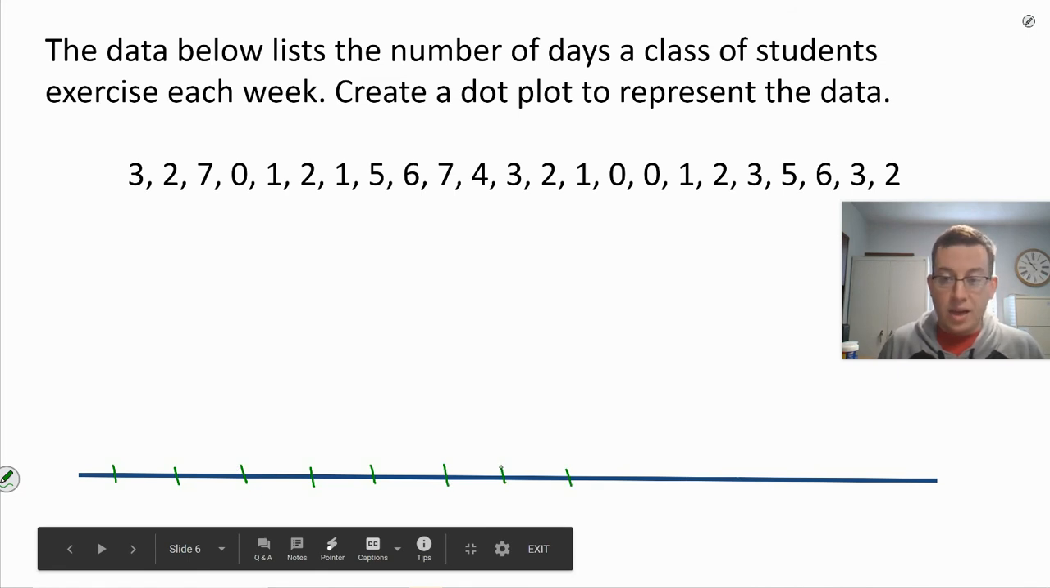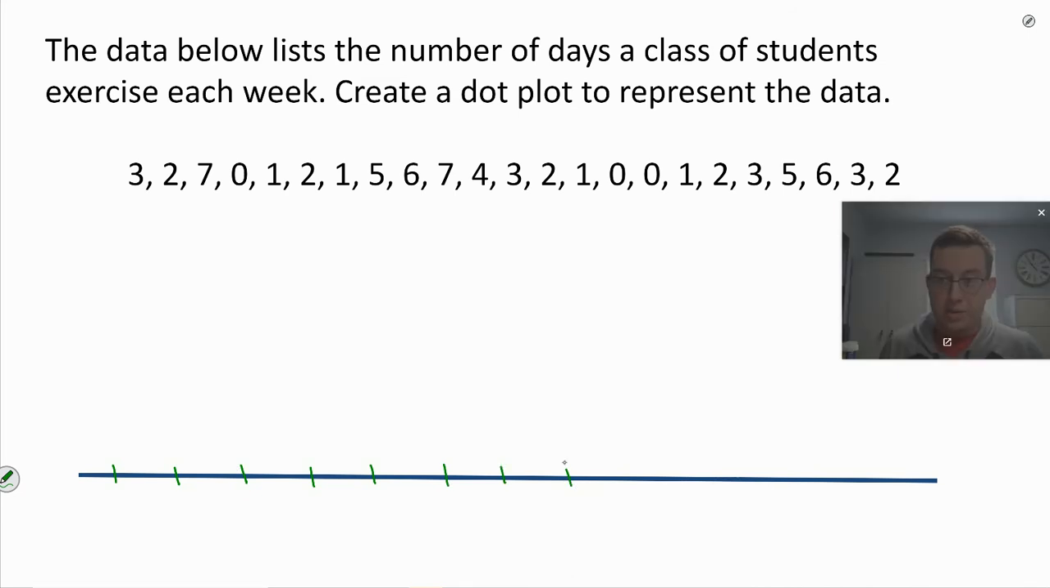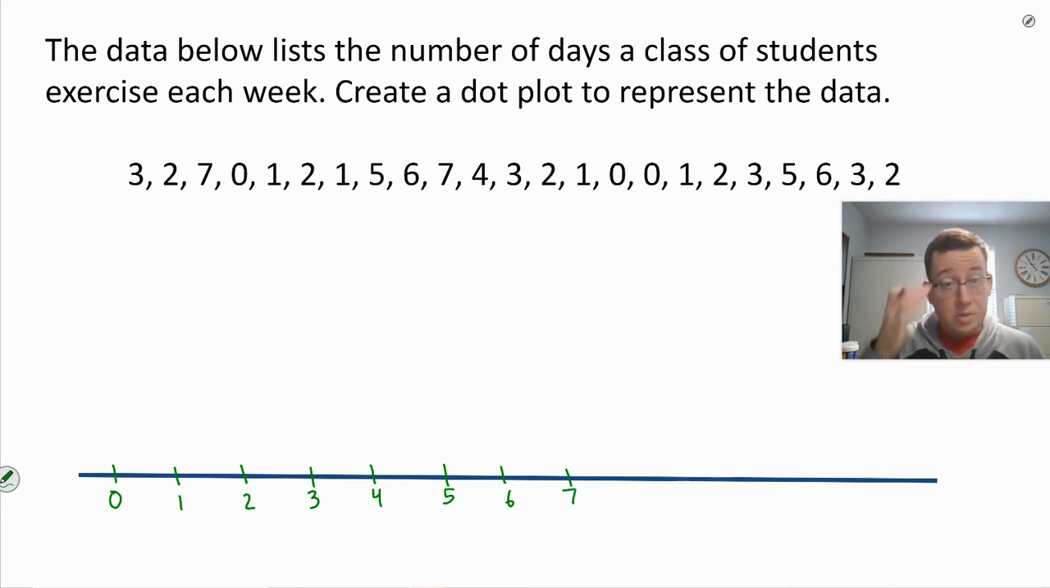Now, when you're doing a dot plot, I'm not going to spread the line all the way out. We want to number these 0, 1, 2, 3, 4, 5, 6, 7. Now, what I'm doing here is numbering them 0 to 7. You could be wondering, Mr. Heading, why are you going from 0 to 7? That is a great question. When I'm looking at my set of data, what's the smallest number I see? Well, I see this. This is my smallest. Remember, that's our min.